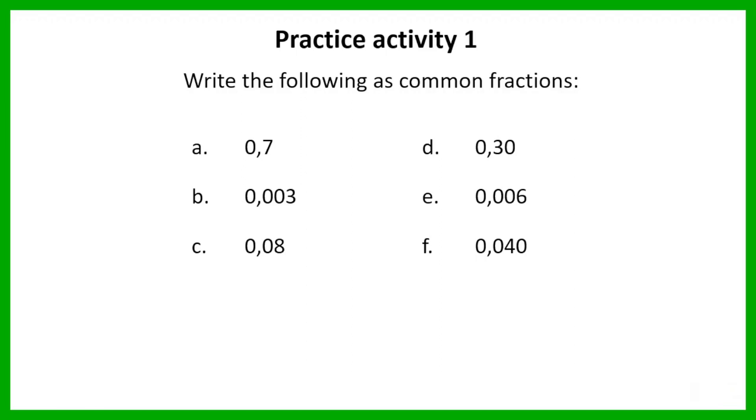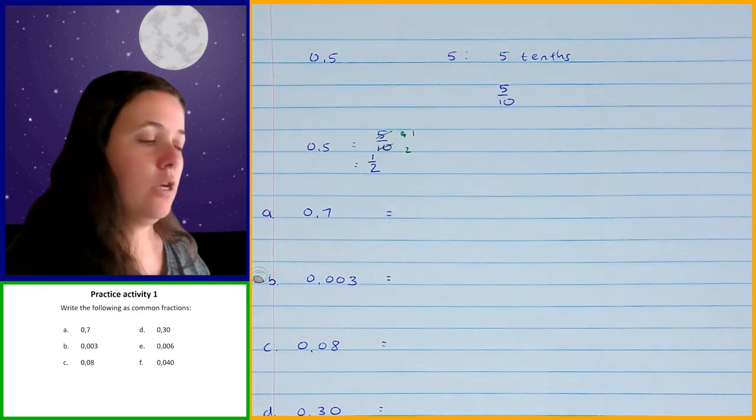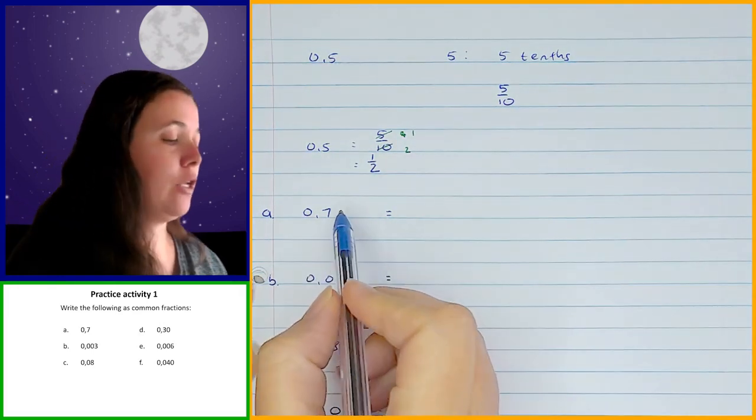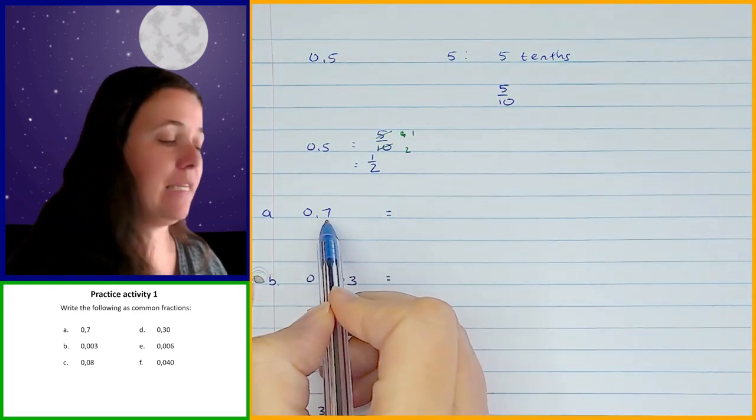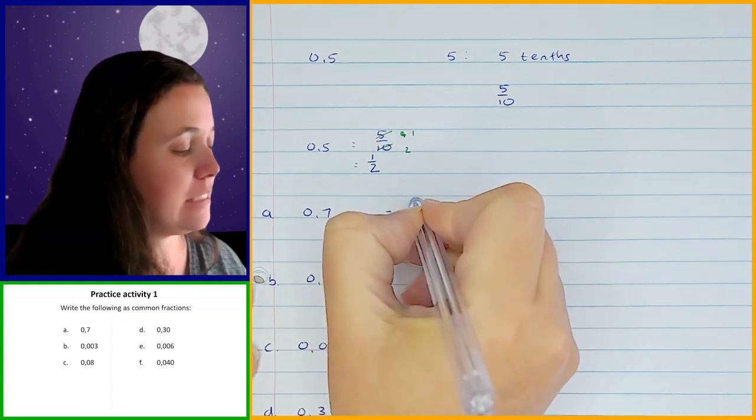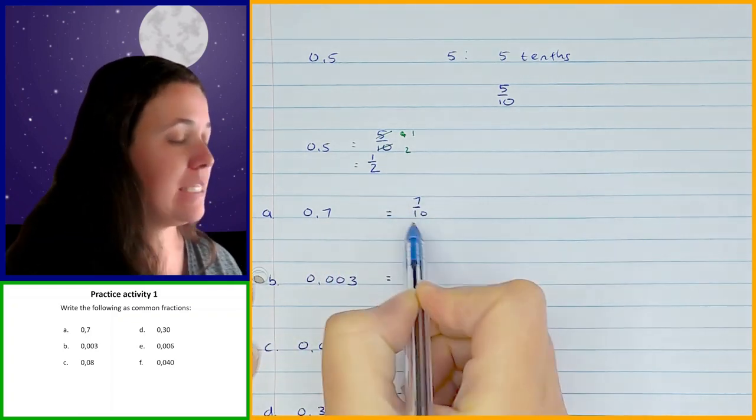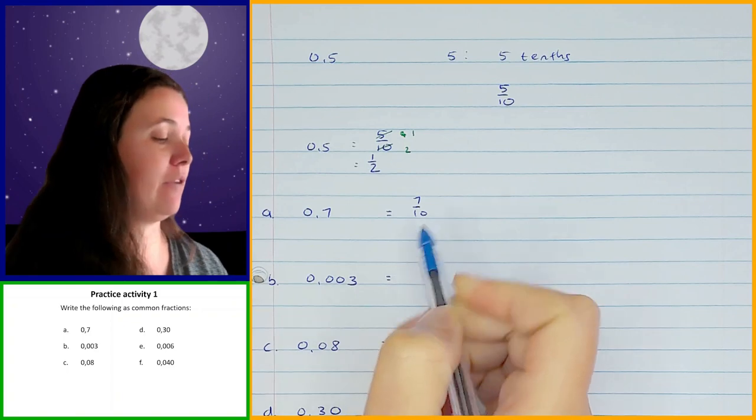Okay, so let's go through that quickly. So the first one, 0.7, you need to look at the 7 and see where it is. It's in the tenths position, so that is actually 7 tenths. Now, 7 tenths can't be simplified, so we're going to leave it like that.